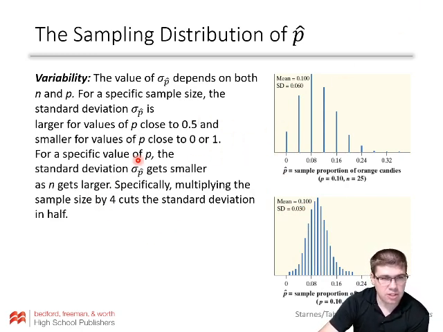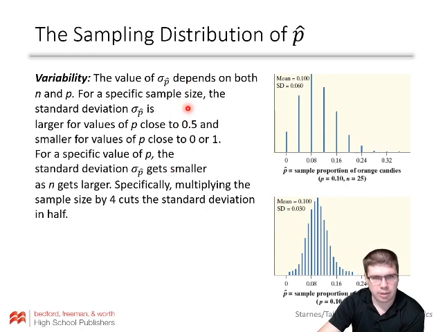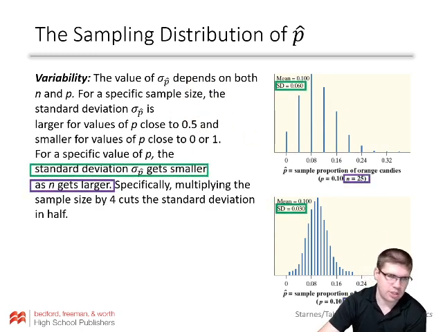And in fact, there's a specific value that it goes by. If we multiply the sample size by 4, it cuts the standard deviation in half. I don't know if you can notice here that 4 times the sample size does literally cut the standard deviation in half. That'll relate to the formula that we'll get to here. This is just summarizing what I just said: the standard deviation gets smaller as n gets larger.